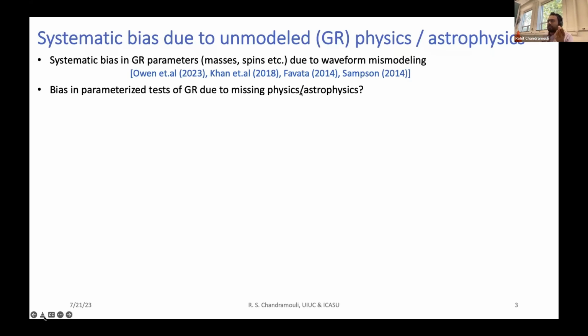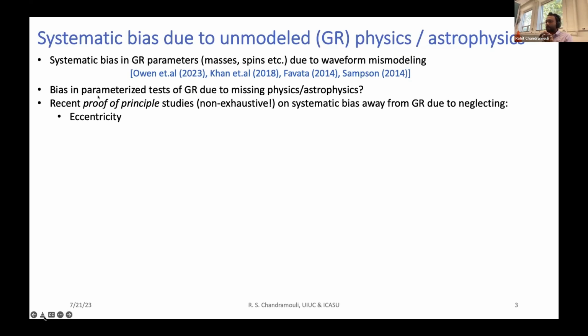So there's a question as to what happens. How significant are these systematic errors? Can they bias our tests of GR? One of the ways that we've been testing GR is through parameterized tests. So how would the fact that you're missing physics or astrophysics affect these parameterized tests? And the goal of this project is to address this particular question through a proof of principle study.